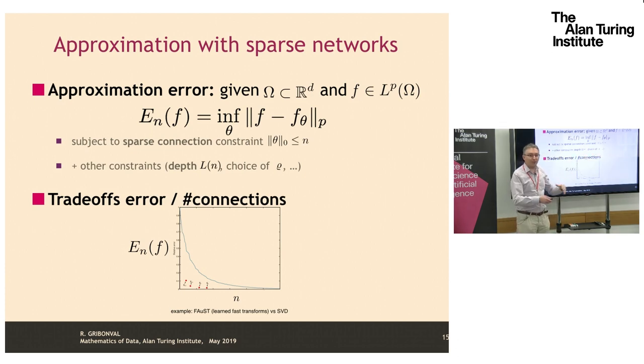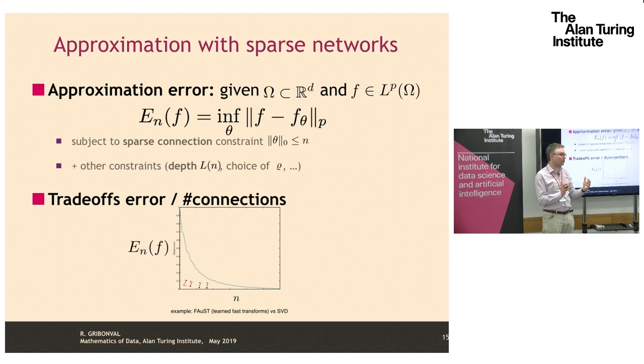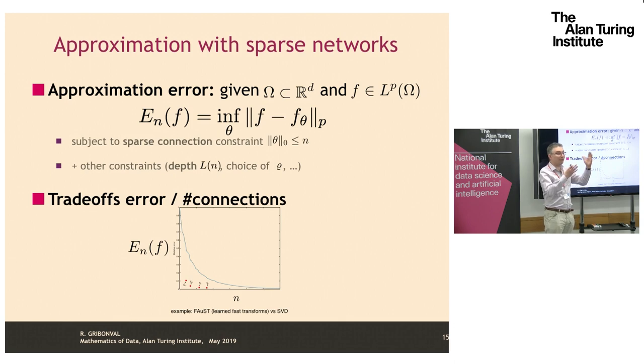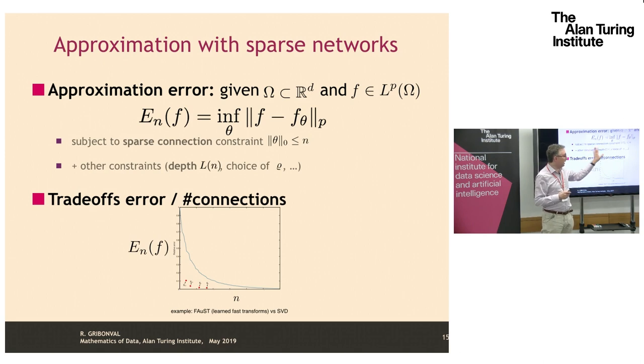And you may also want to constrain it a bit further, because you will select the activation function. Maybe you also constrain the depth of the network, because you don't want these very thin networks. Maybe for a given budget in terms of connections, you want the depth of the network to be bounded or limited by the logarithm of the number of connections. Well, I'll hide these details until it becomes necessary. This is the objective. We want to understand the trade-off between the budget we allow for the approximation and the approximation error.